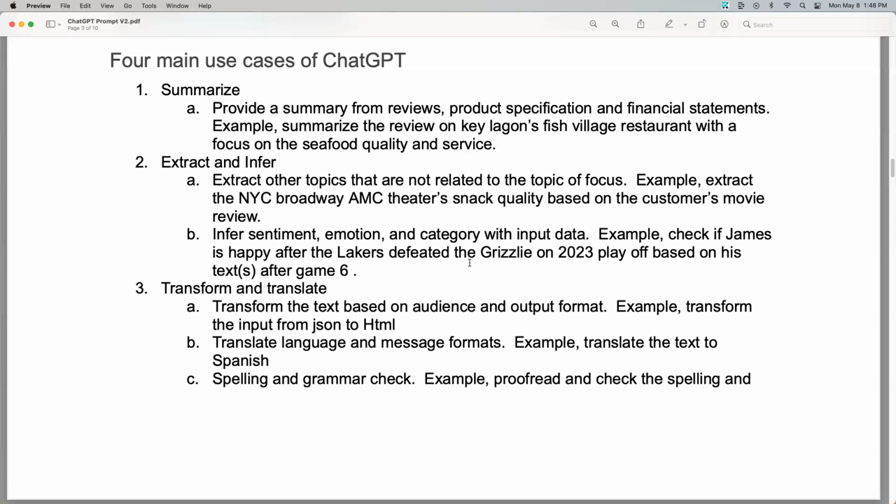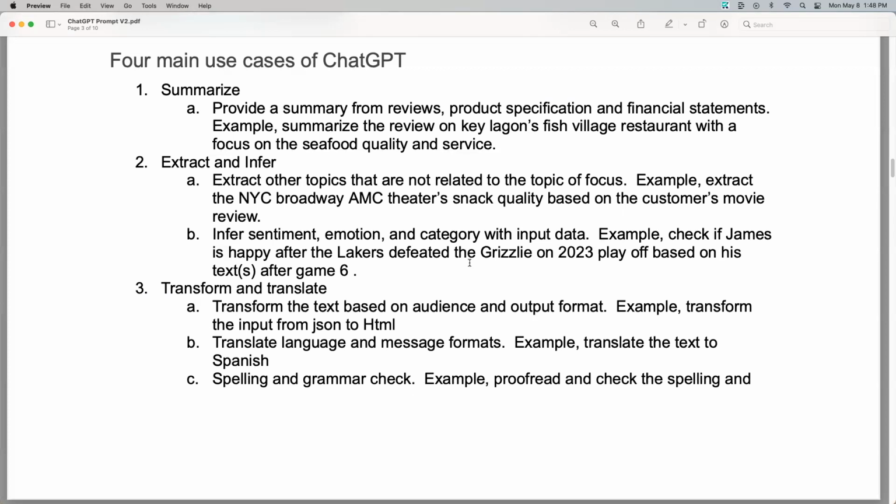The second one is infer. Infer the sentiment, emotion, and category of the input data. For example, you can see if James is happy if the Lakers beat them in the 2023 playoffs, based on his text after Game 6. That's infer. Is it happy or is it sad?